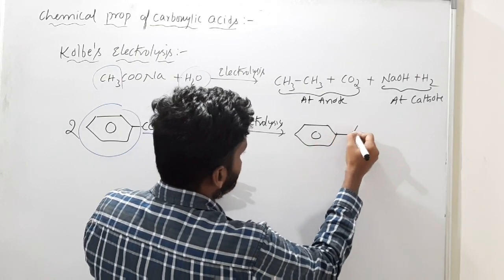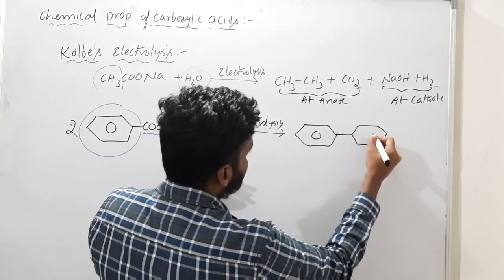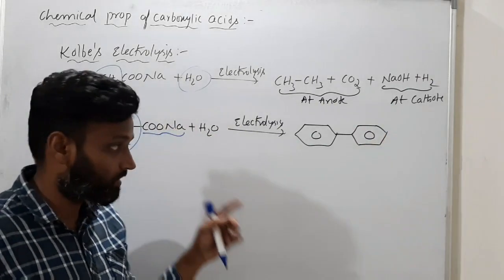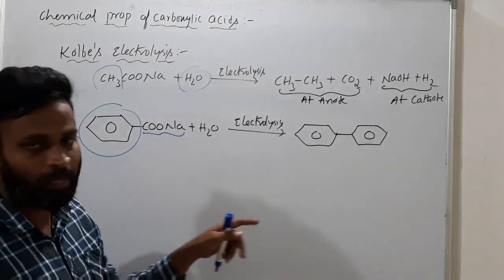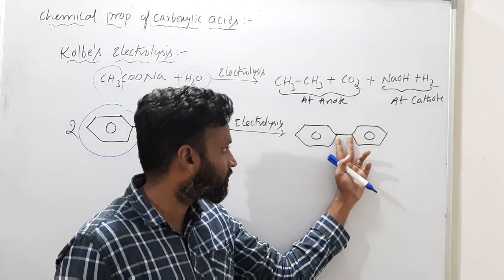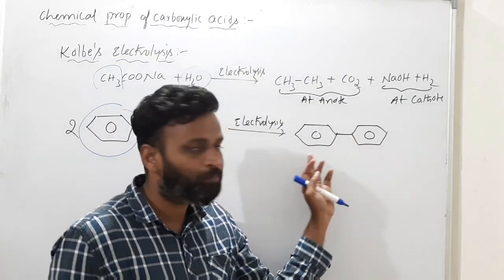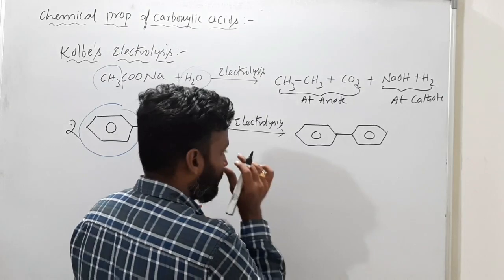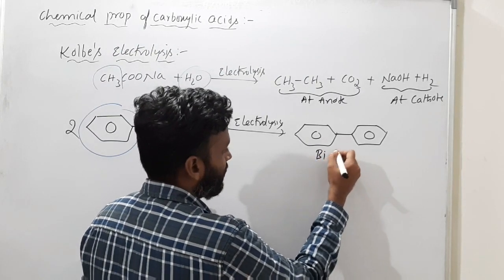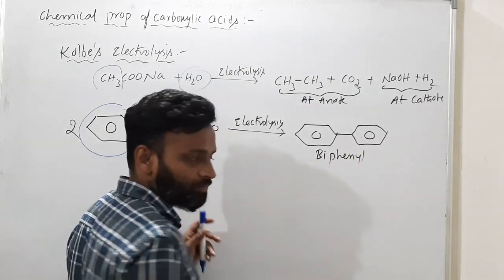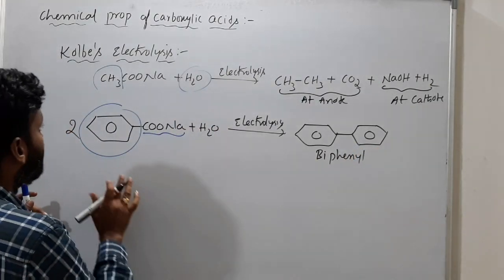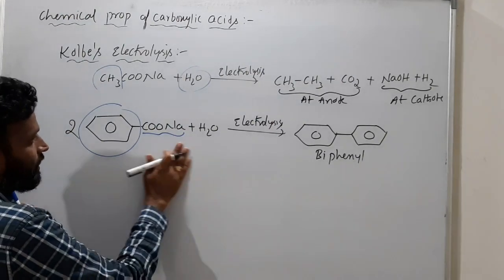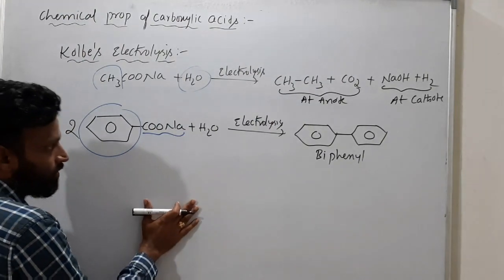Now the benzene ring, we have to consider double like this: C6H5 and C6H5. Benzene ring means C6H6, no sir, why are you saying C6H5? Instead of one hydrogen, we have this group. So instead of hydrogens, these two benzene rings are attached, combined. So this is actually called biphenyl. What is this? Biphenyl. Understood sir, everyone? So this is very important, and this is called Kolbe electrolysis.